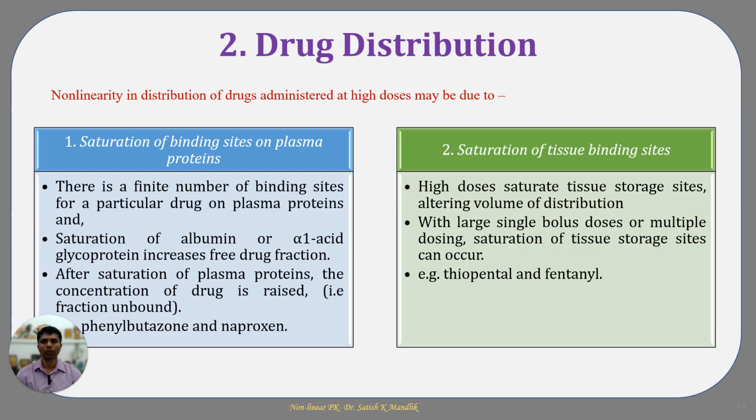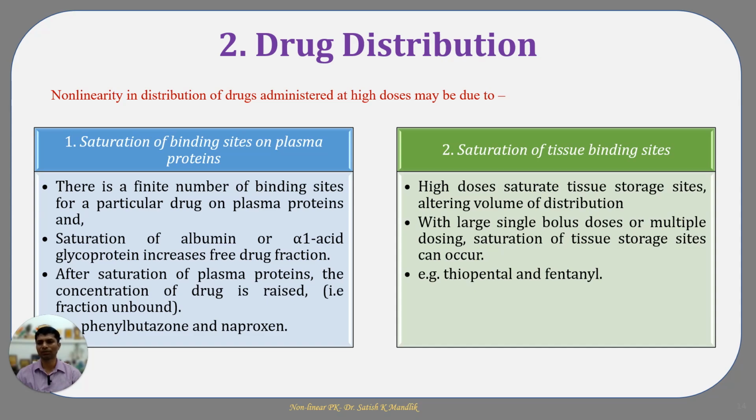Moving to the next, which are the causative factors for drug distribution? The nonlinearity in drug distribution occurs because of binding of drugs to the plasma proteins as well as to the tissues. When a drug binds to the plasma proteins, what happens? There is a finite number of binding sites on the plasma proteins, and saturation of such proteins, especially albumin and alpha-1 acid glycoprotein, increases the free drug concentration in the plasma. So after this saturation, the concentration of free drug in the plasma increases, that is, the fraction unbound increases.